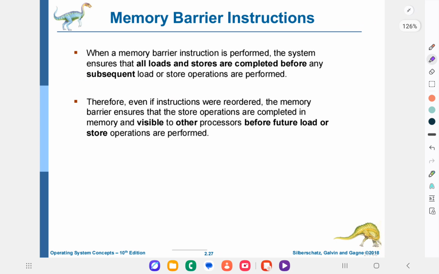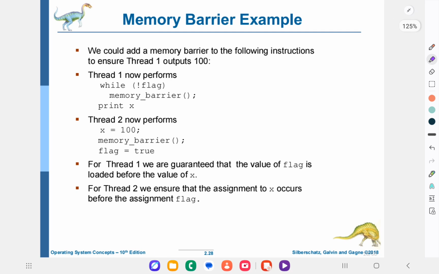The other thing that it does is make sure that all the loads and stores are completed right before any following load and store operations, right? So let's say an example. If we have these two threads that we've talked about before, where one thread is simply printing the value of x when the flag is true, and the other one is setting first the value of x to 100, then sets flag to true, right?